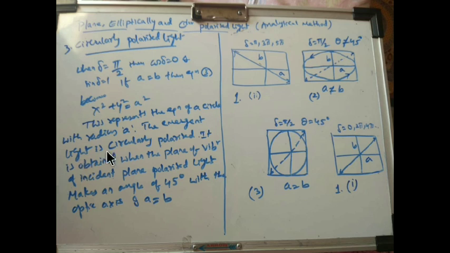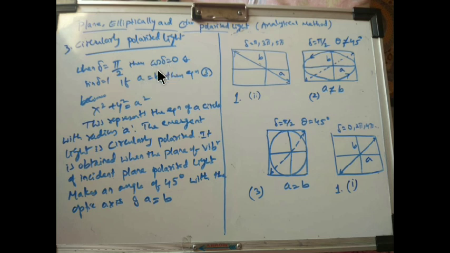Now we will move to the last case, that is the third case, circularly polarized light. Here again the value of delta will be pi by 2. Substitute now again the same, cos delta becomes 0 as usual and sine delta becomes 1. But here both the amplitudes are equal, a is equal to b. The amplitude of the ordinary as well as the extraordinary are both equal.